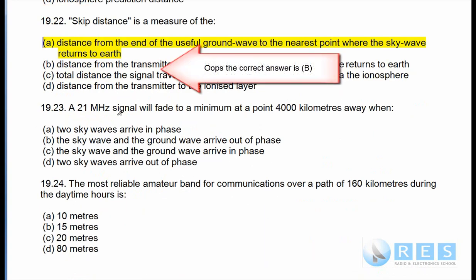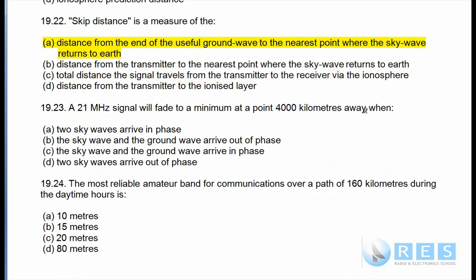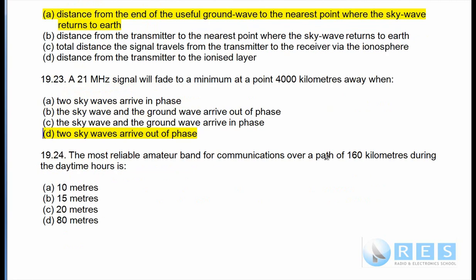19.23, a 21 megahertz signal will fade to a minimum at a point 400 kilometers away when two sky waves arrive out of phase. And I think this is our last one. As I said, there aren't a lot of questions on propagation in the standard, and there is a lot more to learn. So I would encourage you, once you've done your standard, to maybe enrol in the Radio Electronic Skills Advanced course. 19.24, the most reliable amateur band communications over a path of 160 kilometres during daytime hours is the 80 metre band.